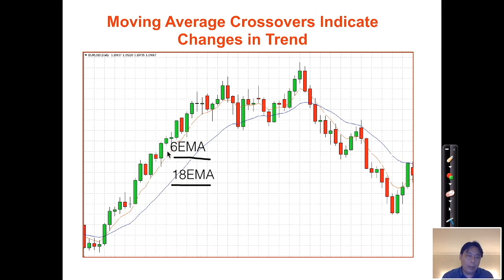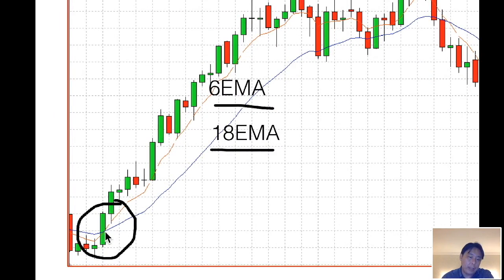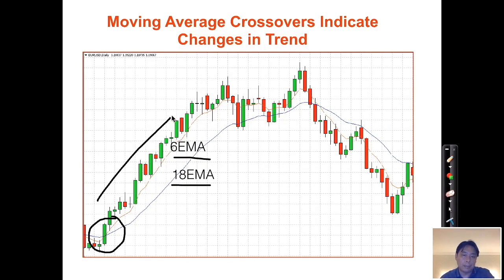So basically, when the shorter term moving average, which is the 6, crosses above the longer term moving average, which is the 18, it's a short-term uptrend signal. There we go. That's the uptrend signal. So when the 6 crosses above the 18, that's an uptrend signal, and that's when we're going to start to get ready to buy. But we cannot just buy just because it crosses over. We also have to look at, that's right, candlestick patterns and support levels. And we'll learn that in the strategy portion.